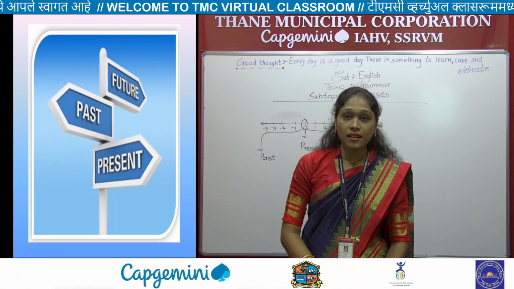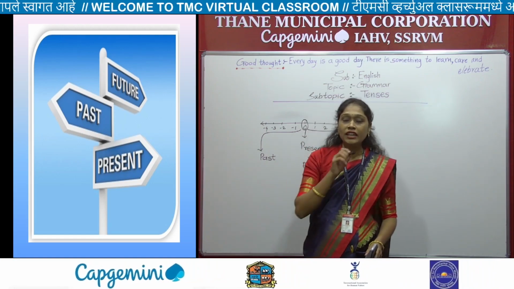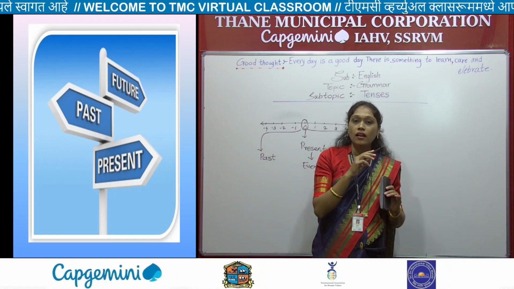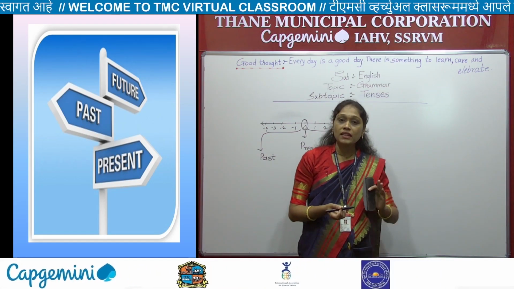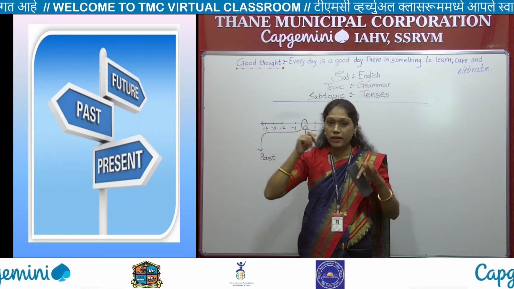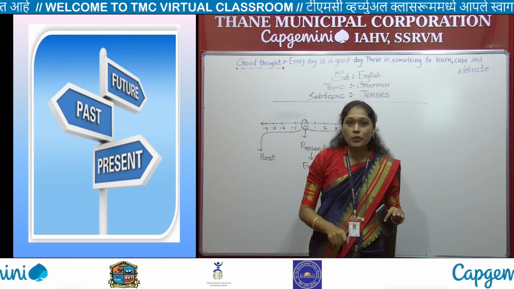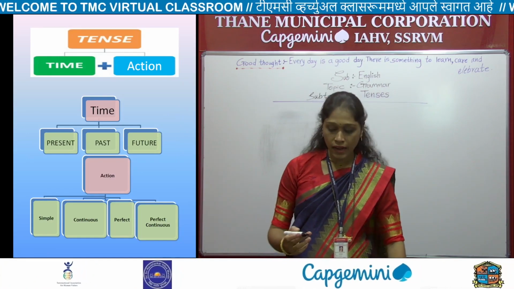Like our signal, this is also a signal of tense. Future indicates the actions in the future. Past indicates the incidents in the past which already happened, and present, which is happening right now, is called present. Tense is divided into time and action.